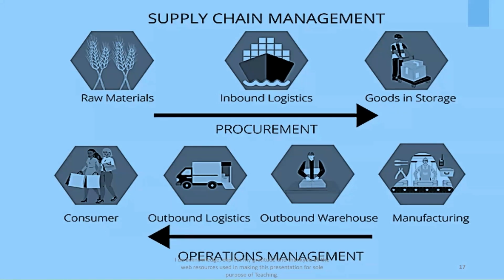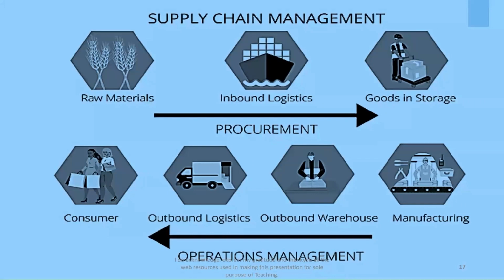Another pictorial representation. There are two things in supply chain management: one is called inbound and one is called outbound. As we discussed and saw in the previous slide, there is a supply side and a demand side. Raw material, with the help of inbound logistics, is going to goods storage, correct? Okay.